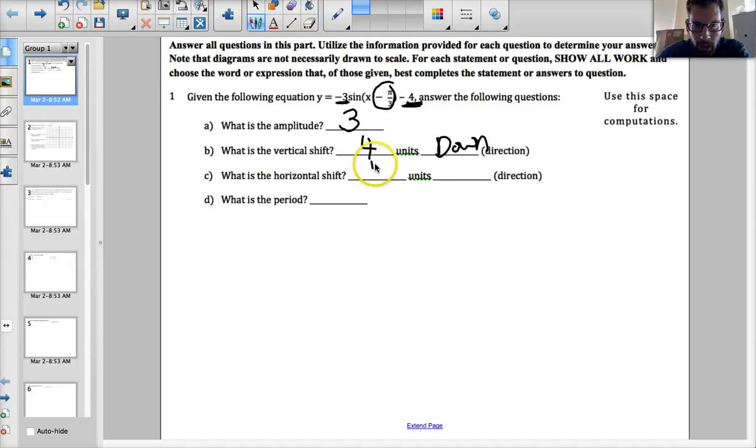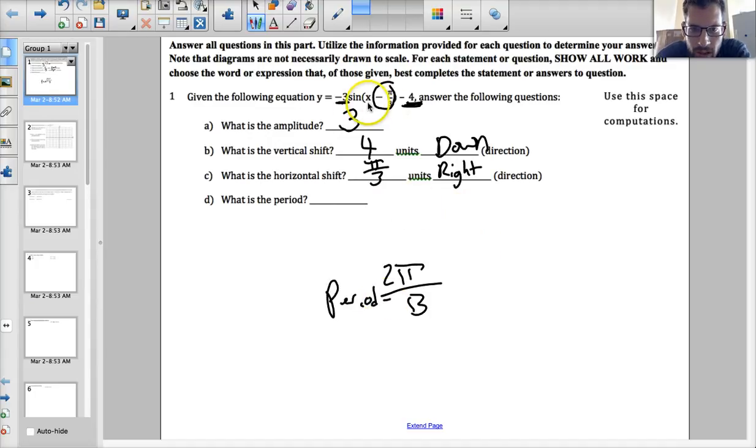Next, my horizontal shift is going to be this number right here. So it is going to be pi over 3 units, and it's always the opposite direction you would think because it's in parentheses. So it's going to the right. And finally, the period is going to be equal to 2 pi over b. That's my period.